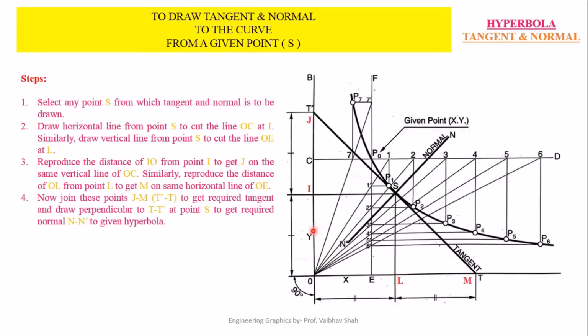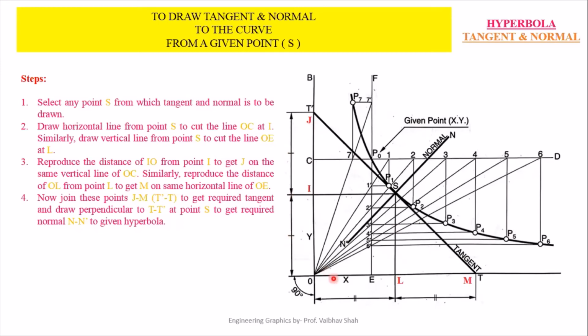After getting this point I and L, we have to take out our rounder and we have to take the dimension of 0 to I on our rounder, and we have to reproduce this dimension from your point I itself on its upward direction to get this point J somewhere here. So now we can see this dimension of 0 to I must be exactly equal to your dimension of I to J. So you can see this, both the dimension would be equal.